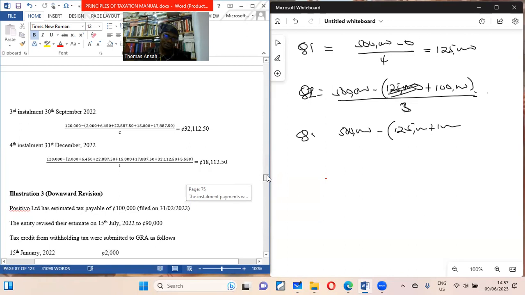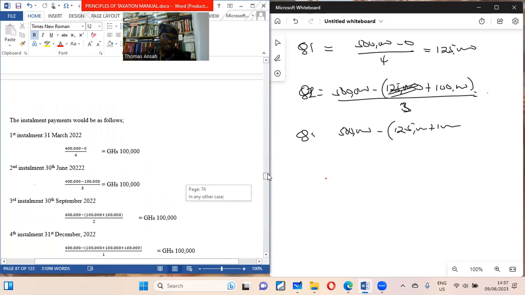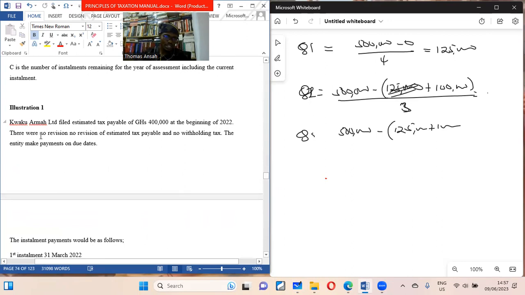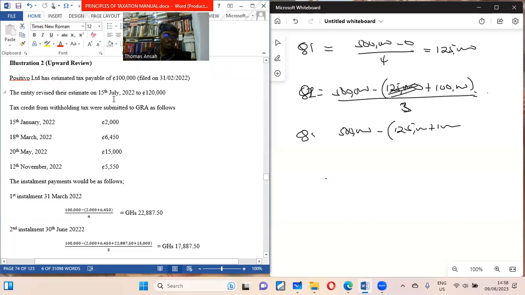All right. So we started with the earlier example. It says that there was no revision of the estimated tax, no withholding. The entity makes payments on the due date, and that is the assumption that runs through. So here too, the assumption is the payment on due date. Let me add that. Please take note of that. So they pay on due dates. All right.